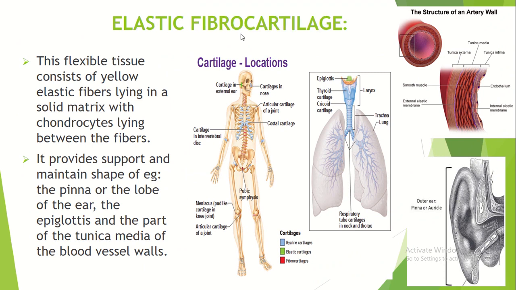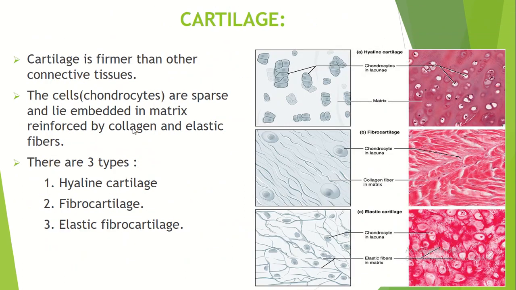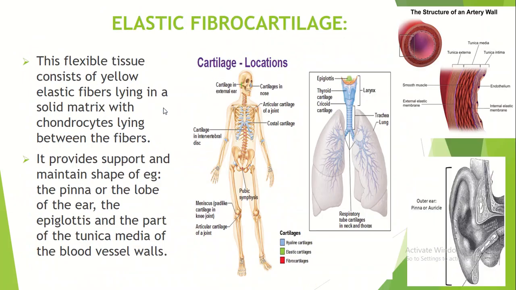So last one is the elastic fibrocartilage. This flexible tissue consists of yellow elastic fibers lying in a solid matrix with chondrocytes lying between the cells. The chondrocytes are the cells of the cartilage. So this elastic fibrocartilage consists of chondrocytes with the yellow elastic fibers. It provides support and maintains the shape.